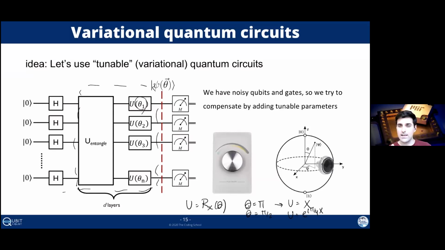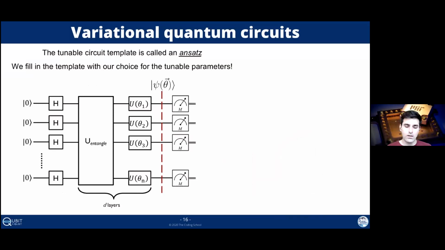And the way that we figure out how much to rotate around each axis is by utilizing our classical computers. This tunable circuit template, the part that creates entanglement, the entanglement unitary, and these single qubit operations, is a template for the circuit, and it's called an Ansatz. Ansatz is a technical term, and it actually comes from German, and I think it means template.